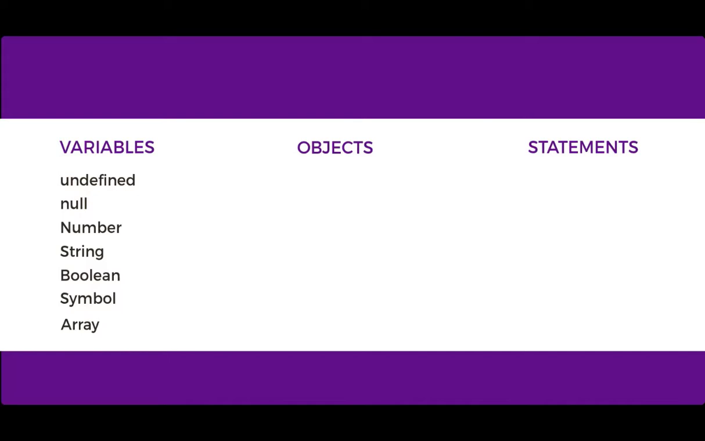Now, objects. What are objects? The best way that I can explain an object is a grouping of name and value pairs, okay? So inside of an object, you can have other objects as well, but inside of an object, you have a group of variables with values in it.